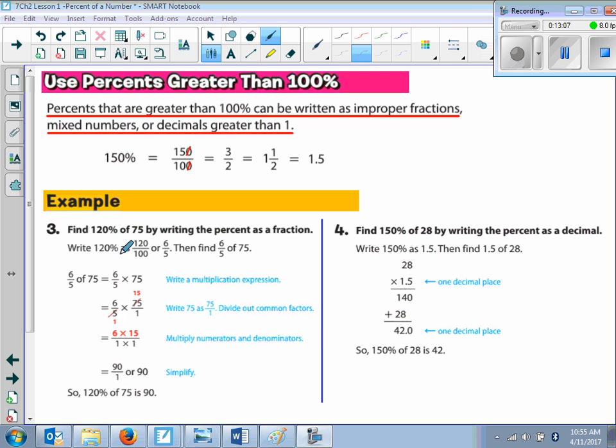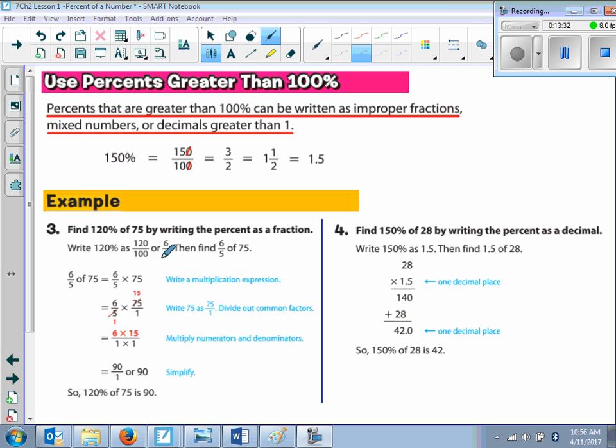So for example 3 and 4, they're exactly like the examples that we did before, examples 1 and 2. We're just using percents that are greater than 100%. So here we have 120%, written as a fraction, would be 120 over 100. If I simplify that, that's going to give me 6/5.